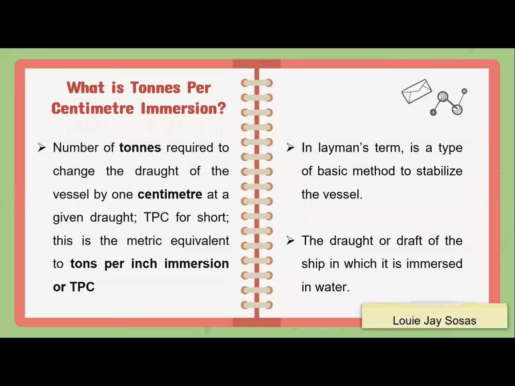So here is what tons per centimeter immersion is. Here is another introduction for the TPCI. It is the number of tons required to change the draft of the vessel by 1 centimeter at a given draft, TPC for short. This is the metric equivalent to tons per inch immersion, or TPI. In layman's terms, it is a basic method to stabilize the vessel and also the draft of the ship in which it is immersed in water. Next slide, please.